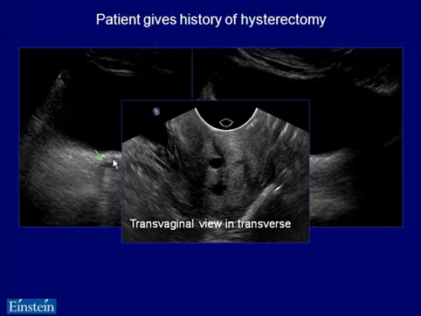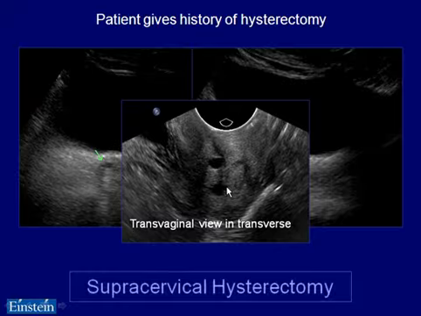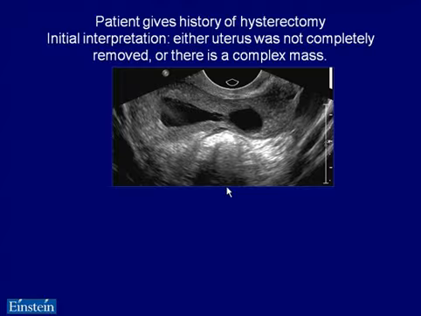We went on to image transvaginally, and this clearly is the appearance of a perfectly normal cervix with Nabothian cysts. And so this patient had a supracervical hysterectomy. Every now and then you'll find the cervix that's left behind and the patient may not realize it.